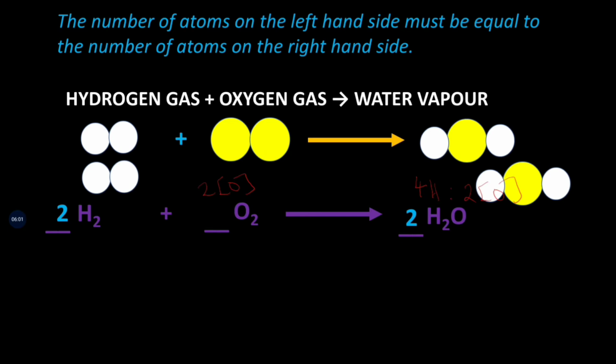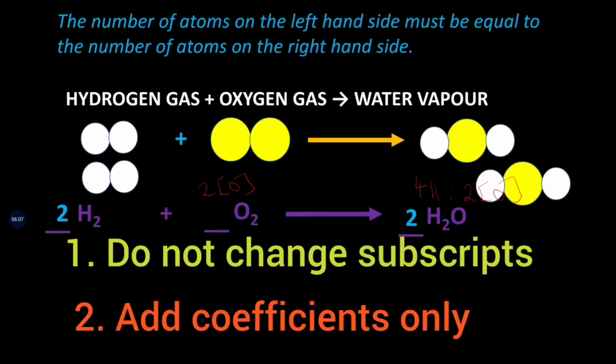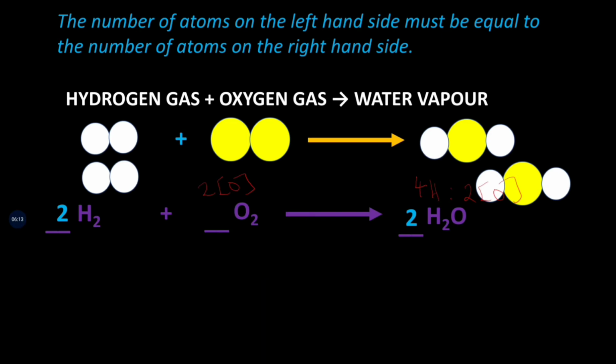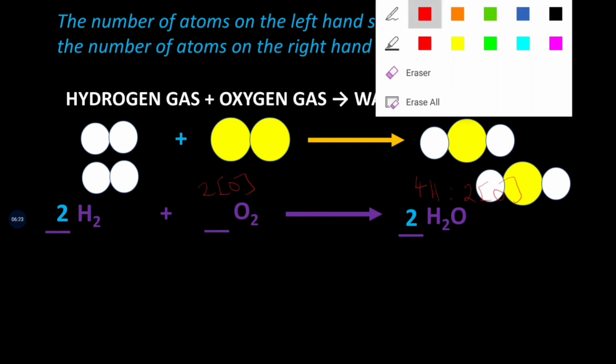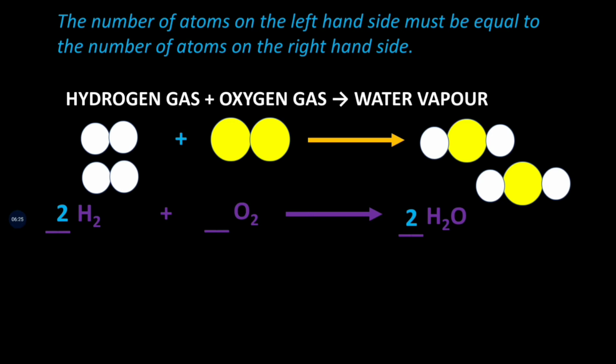So rule, guys, don't change the subscripts. Another rule, only add whole numbers to the chemicals in the chemical equation and play around with those numbers until the number of atoms on the left hand side is equal to the number of atoms on the right hand side. Time for some practice? Yes.